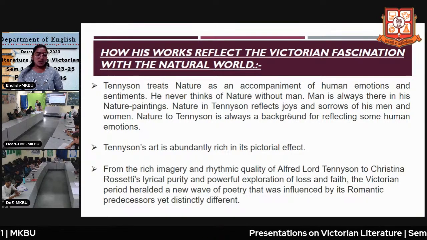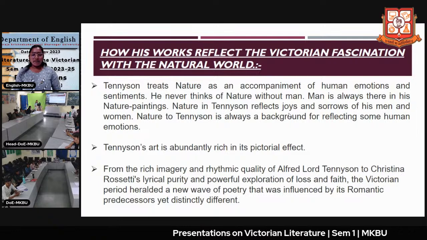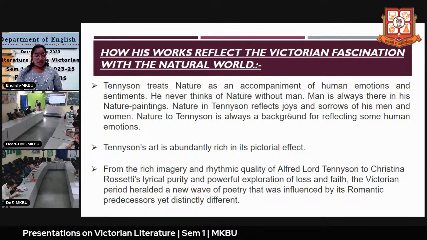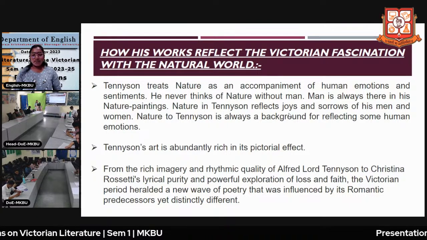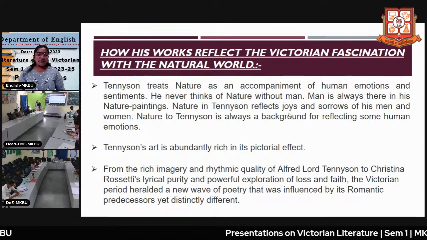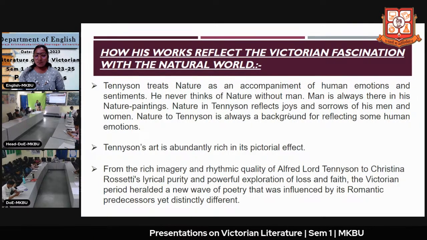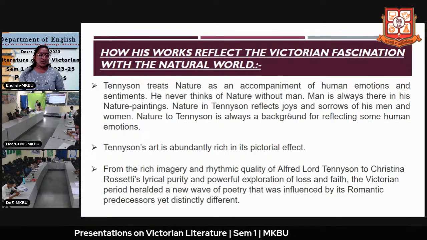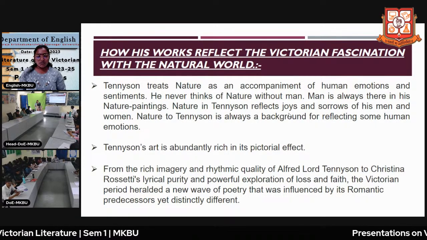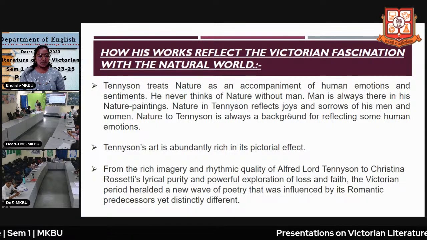He never thinks of nature without man. Man is always there in his nature paintings. Nature in Tennyson reflects the joys and sorrows of his men and women. Nature to Tennyson is always a background for reflecting some human emotions. Tennyson's art is abundantly rich in its pictorial effect.